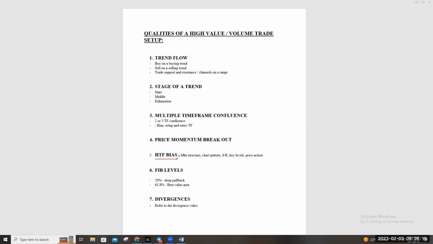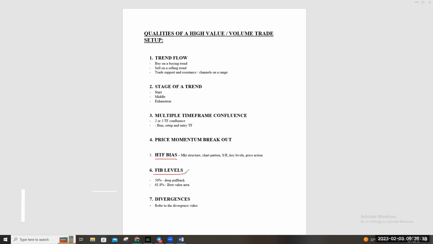So before you take a trade, check what the higher time frames are doing or what the higher time frame is saying. If you have a buy on the higher time frame and a sell on the lower time frame, you have a high probability trade. It's better if you could take one that is in line with the higher time frame.